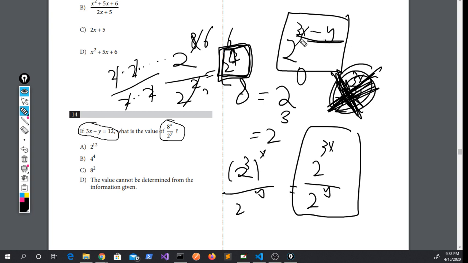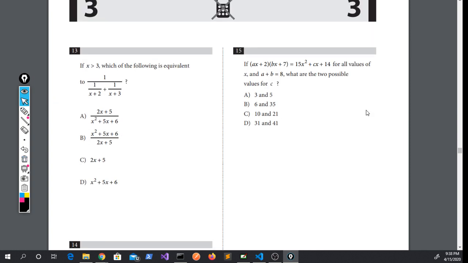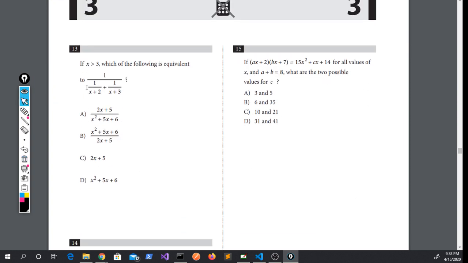So you have 3x minus y, and read the question again. 3x minus y. Okay, so that should be 12. 2 to the power of 12, which is A. Okay. Let's do this.